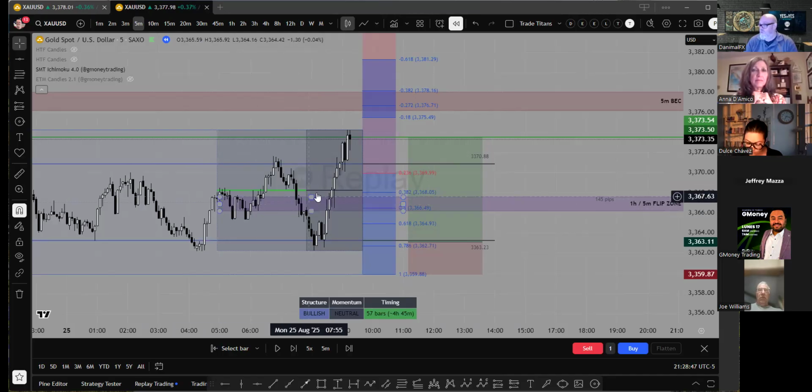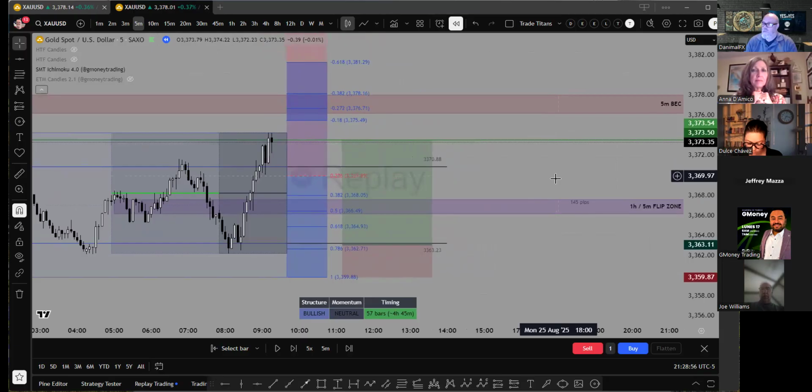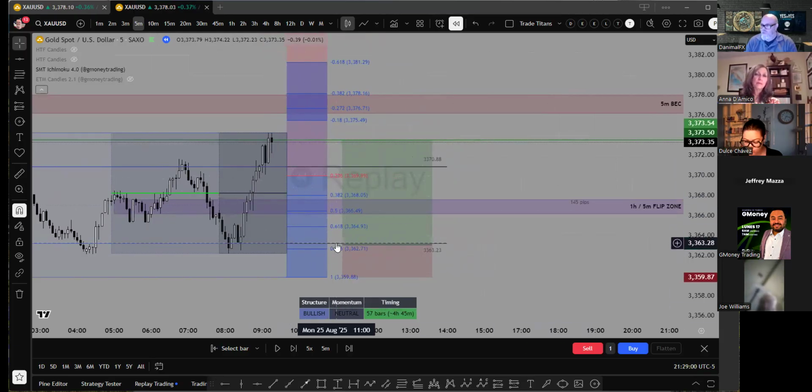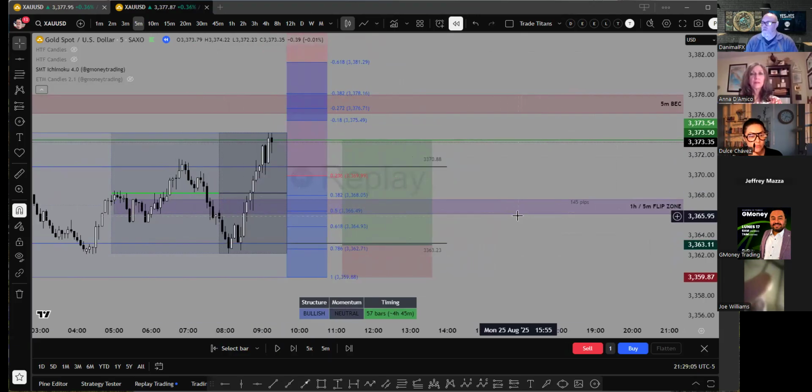Now for the sells, to go back down, I'm looking for a close below the 23, the upper 23%. Then I'd be looking for the trade back to this 23. And if it fails, this is the reason why: this purple flip zone I have right here. And we also got the 382, and the 236 is right there of that particular original fib. So there's a lot of things that could keep price going up.